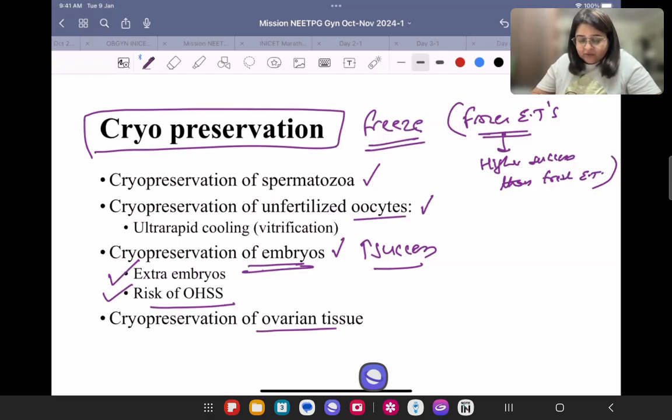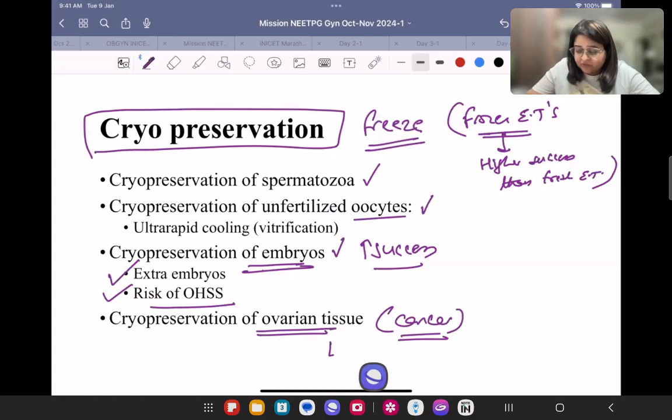And then you can also cryopreserve ovarian tissue. This is usually done in women who have cancer before they are to undergo chemotherapy or radiotherapy, which the gonads are most sensitive to destruction by. You can actually take out ovarian tissue and cryopreserve it, and then reimplant it after the chemo or radiation is over. But this is a very new thing. Okay, and it's not done in clinical settings, it's more of research purpose as of now.